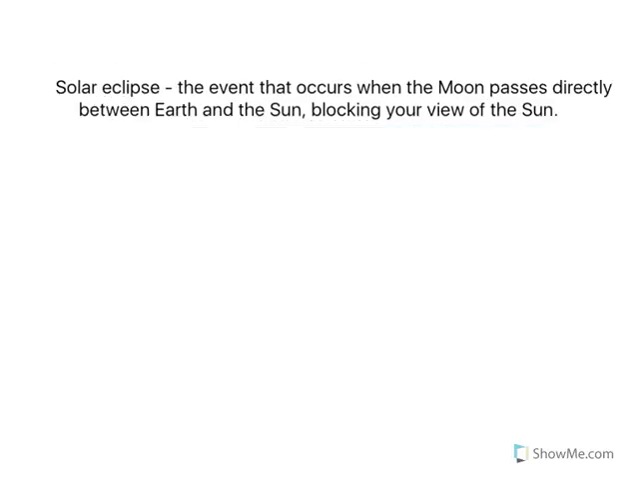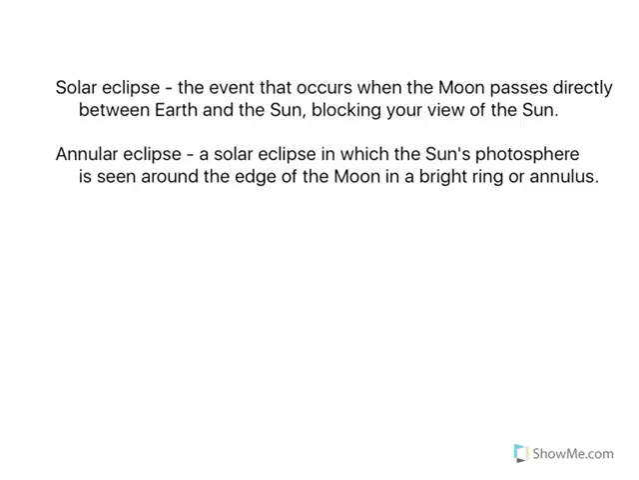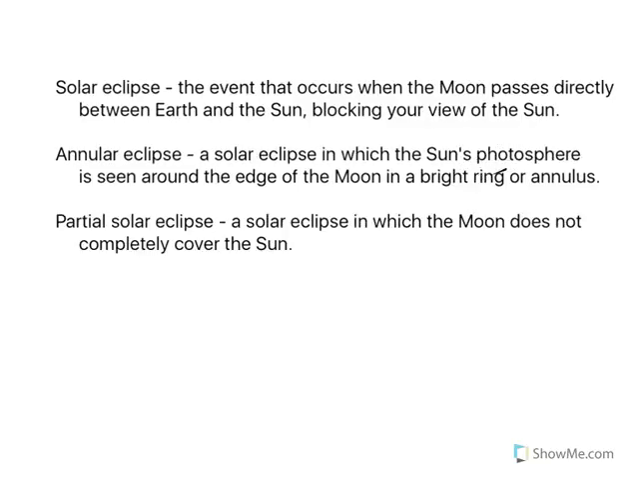And so although a solar eclipse is an event that occurs when the moon passes directly between the Earth and the sun, blocking your view of the sun, an annular eclipse is a type of solar eclipse. It's a type of solar eclipse in which the sun's photosphere is seen around the edge of the moon in a bright ring or annulus. And what we mean by photosphere is the bright visible surface of the sun. So from your point of view, looking up in the sky, you might see the yellow portion, or if it was low in the sky, you would see a red sun.